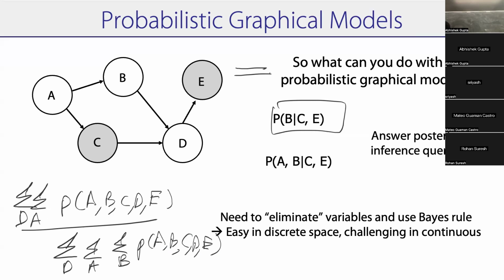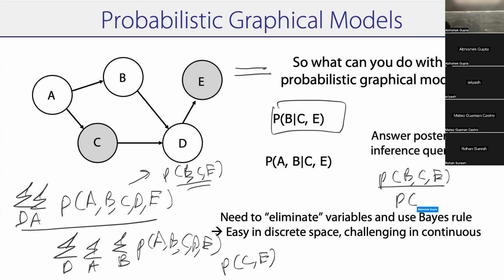So this gives you P of B, C, E, just by marginalizing out A and D. And you sum out D, A, B, and then you get P of C comma E. And then you have P of BCE divided by P of CE. And so you get P of B given CE, right? So you can answer a posterior inference query by doing this type of variable elimination procedure. Take the joint, sum out the variables that you don't care about, and then normalize to get the query that you want, right? When it's a table, this is super easy. You just do a bunch of matrix multiplies. When it's continuous, it's much harder, right?